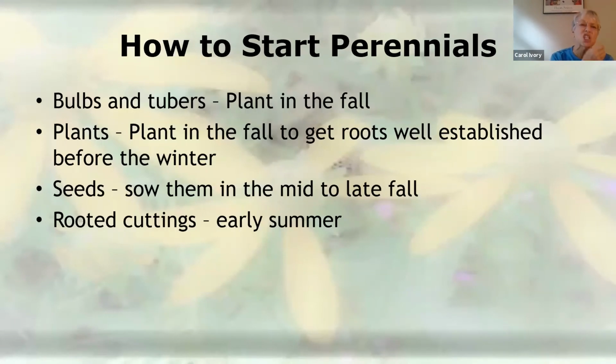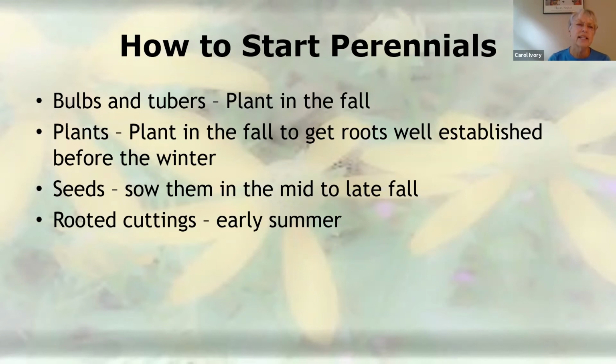How to start perennials. Most perennials should be planted in the fall. Plant them now, because they'll have time to get their roots well established before winter. If you're planting bulbs, you need to plant them now in the fall. Again, they get their roots established so that they're ready to pop up in the spring. Now, a lot of people find this really, really crazy, but if you're growing perennials from seeds, you want to plant the seeds now, because they need that cold, wet winter. They need to be snowed on, they need to be frozen, they need all that before they'll germinate.